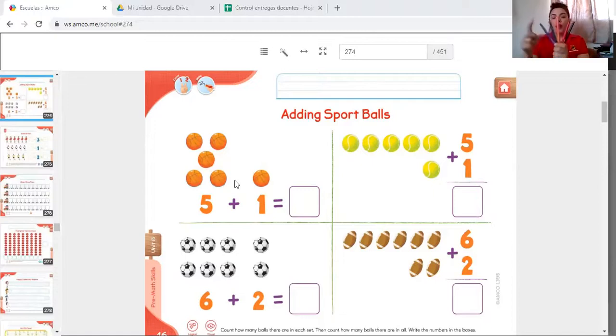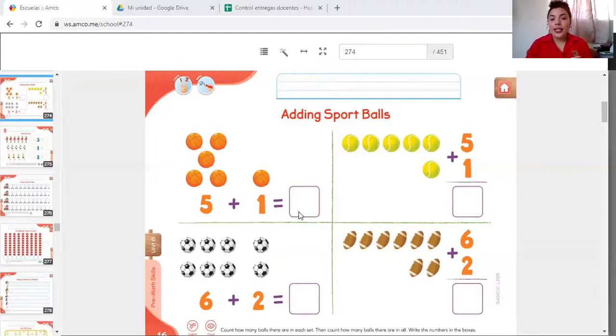So I have 1, 2, 3, 4, and 5. But I have 1 more ball. So I need 1 more pen. So let's go. 1, 2, 3, 4, 5, 6. How many pens? 6. So I have 6 balls. Very good. So here you put number 6. Very good. You know the number 6? Are you sure? Okay. There you go.